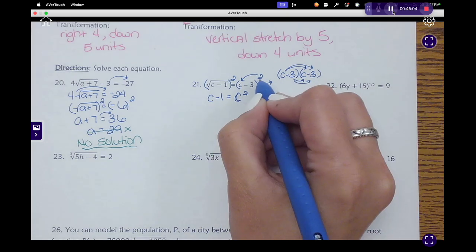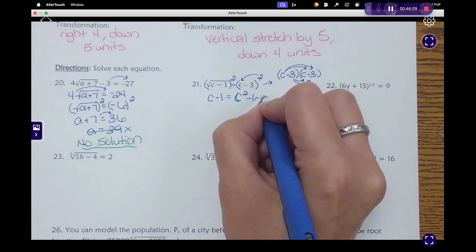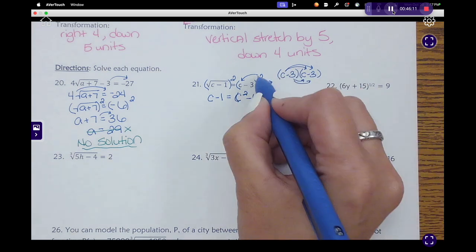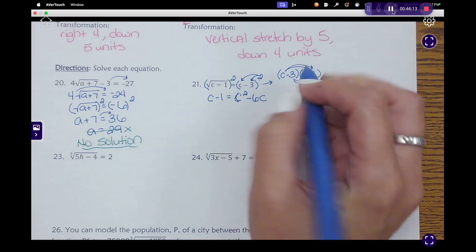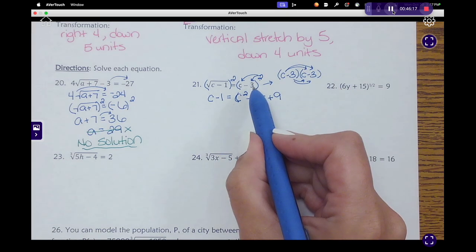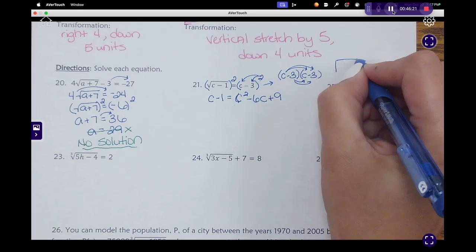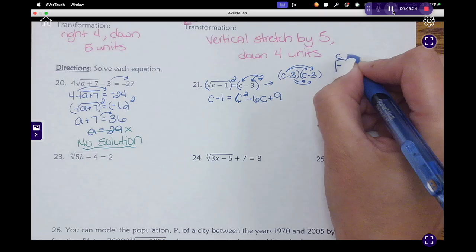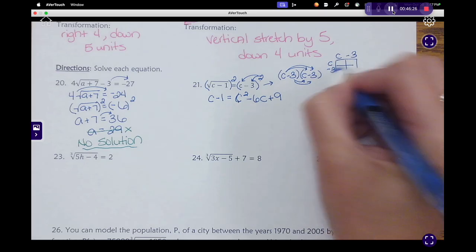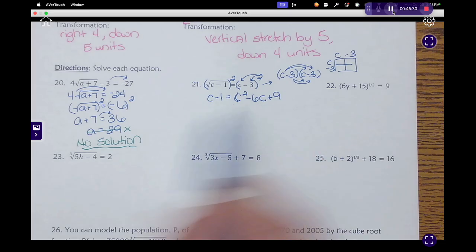To get that middle term, I would do 2 times negative 3 times c, which is negative 6c. And then I would square the last one, and negative 3 squared is a positive 9. So either method, the shortcut way that I showed in class, or you can do the FOIL method. Some of you do the box method as well, so you can multiply that out that way too. Either way, you're going to get the same thing, c squared minus 6c plus 9.